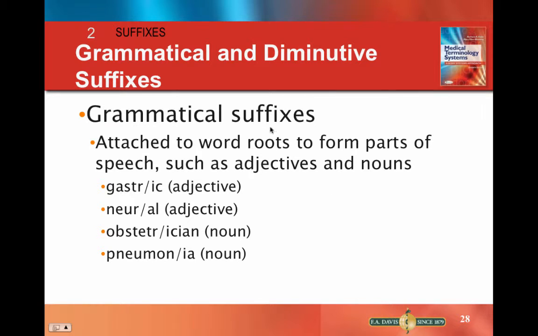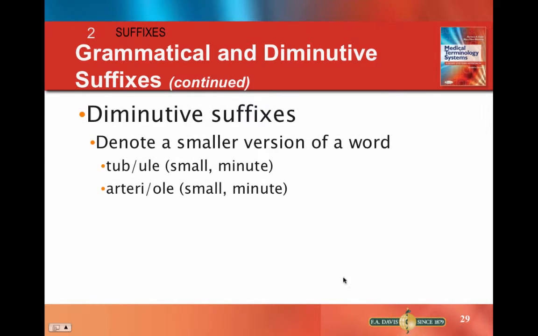Now we get into grammatical suffixes. These are attached to word roots to form parts of speech such as adjectives, remember they describe, and nouns, which is a person, place, or thing. Gastric would be an adjective. Neural would be an adjective. Obstetrician is a noun, and pneumonia would be a noun.